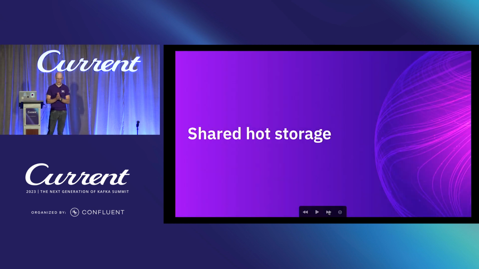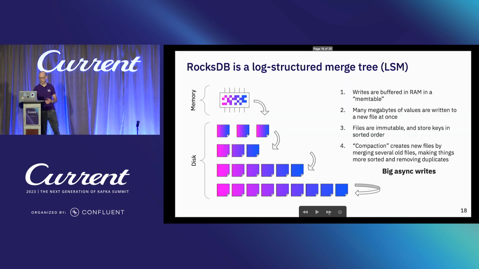Okay, so now I want to talk a little bit about how we built the shared hot storage system, this disaggregated storage layer. I've already mentioned how RocksDB is a log structured merge tree. If you look at the read and write pattern that happens here, writes are buffered in RAM in whatever order they arrive, although we maintain the order with the skip list. And then once we have a big block of these, we write it out to a file. Because each of these files contains keys from the whole space and they might contain new values, we need to eventually merge in order to make the read time easier.